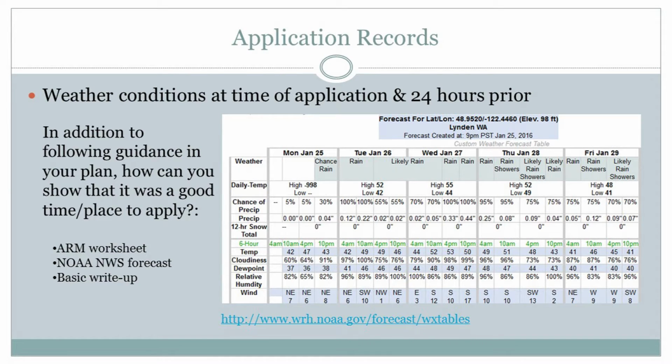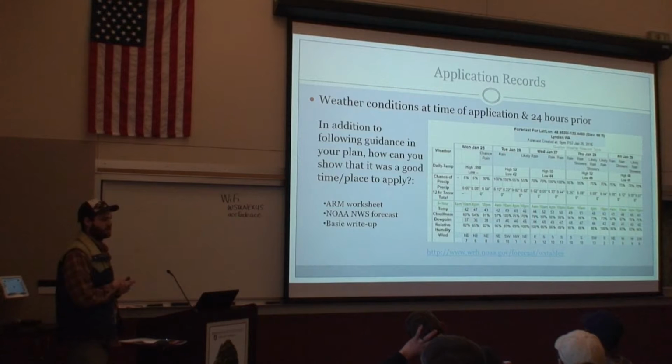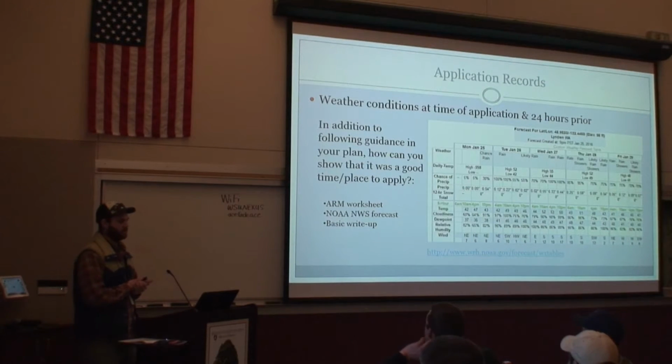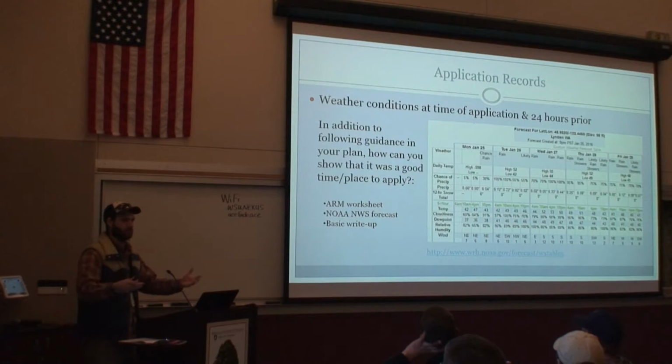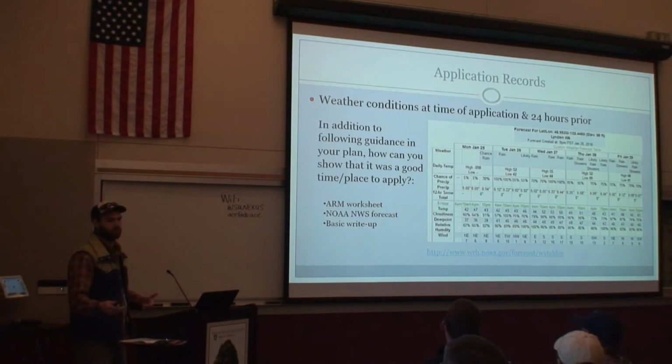Weather's a big part of it. Really, how can you show that it was a good time and place to apply? For starters, what does your farm plan say? If you're farming fields that you've been farming forever, chances are your farm plan is pretty darn accurate in terms of giving you reliable agronomic application rates for those fields. So you should be starting there, and that's a basis for you saying, this justifies the amount of manure that I'm putting on these fields.